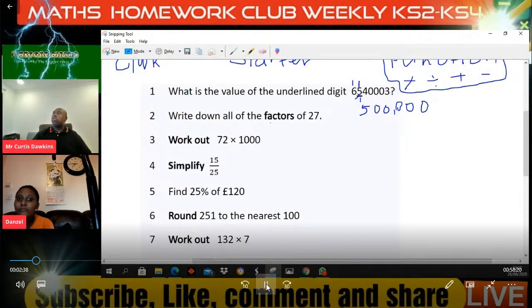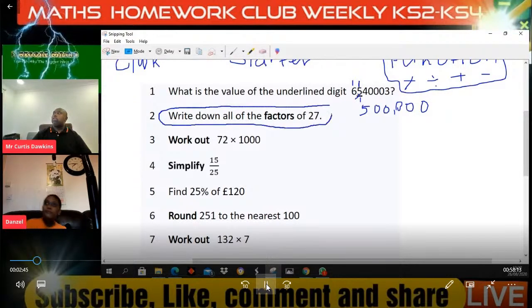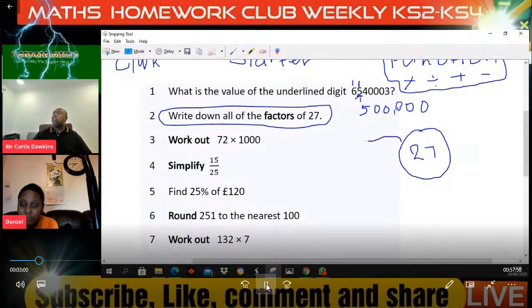That's 1 million, that's 100,000. Okay. Can you remember what we said about factors? What are factors? Remember I drew the bug here. 27. So factors are the numbers that can go into 27. So it's going to be 27 and 1. What other number can go into 27?